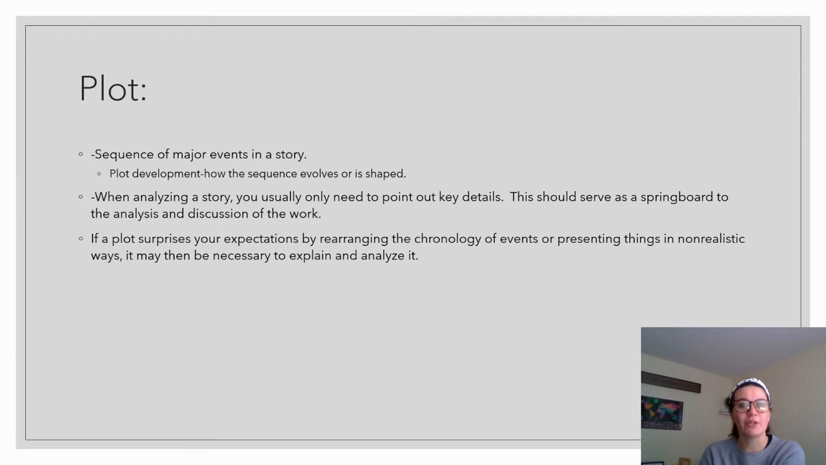Now, if there's a major plot twist or your expectations aren't met in the plot, so maybe things are in the wrong order or they're just not realistic, then you want to talk a little in depth about those things. But overall, it's usually just a few key details about the plot of a story that need to be mentioned before the analysis begins.